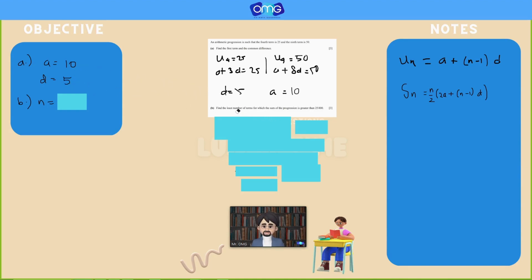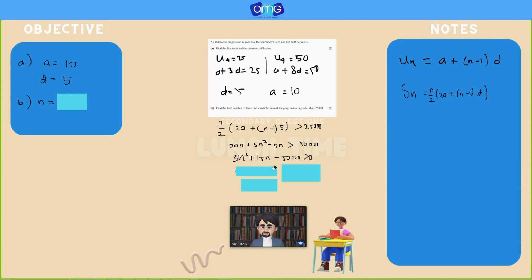And finally, the number of terms for which the sum is greater than 25,000. We substitute the formula and substitute a and d, which is n over 2 times 2a plus n minus 1 times d greater than 25,000. We simplify the equations, it becomes this quadratic. We solve using calculator and we get n greater than 98.5 and n less than minus 101.5. This is rejected since this is negative, okay? And n equals to 99, the least number of terms for which the sum is greater than 25,000, and that's the answer.